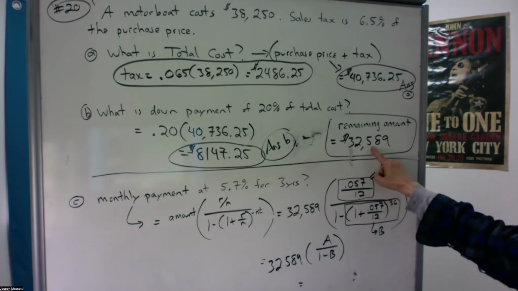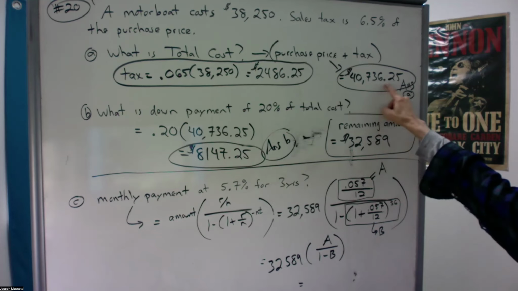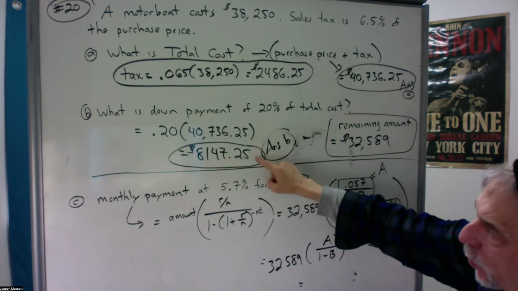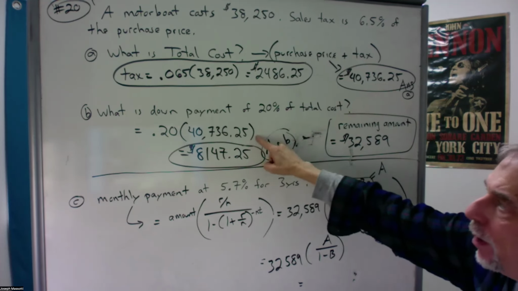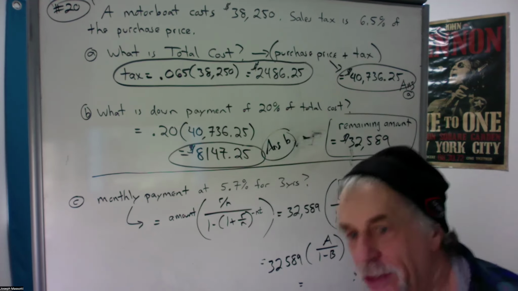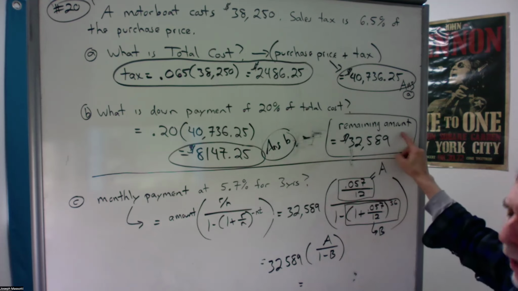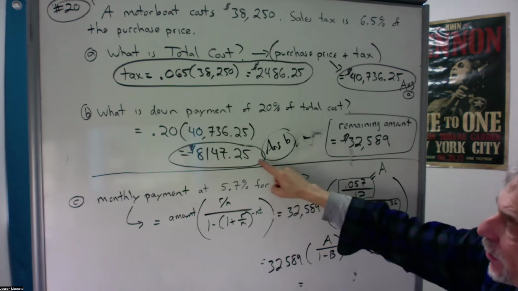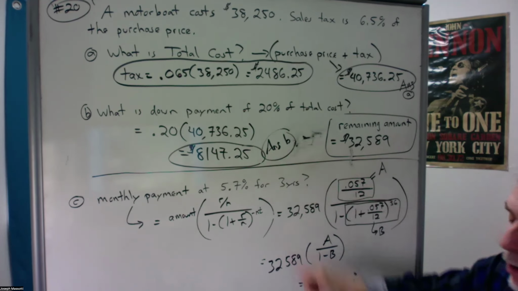So we have $32,589 remaining, which is 80% of the cost, right? Because we paid 20%. So you can find 20% and subtract it from the total, or you can realize this is 80% of the total since we paid 20%. Either way, you're going to get this to be your remaining amount. This is your answer to B. You were asked for the down payment, but you need this number to answer part C.